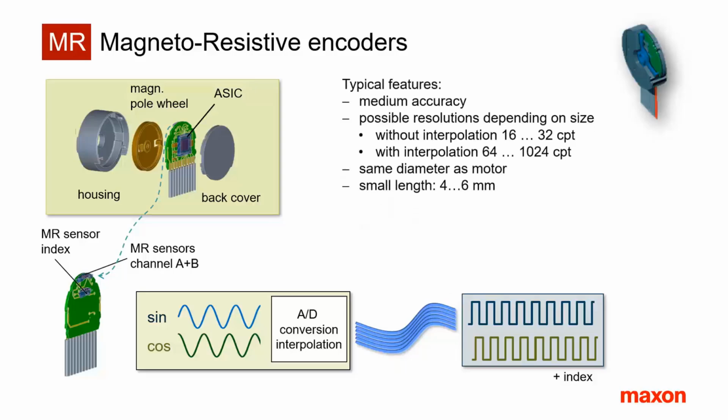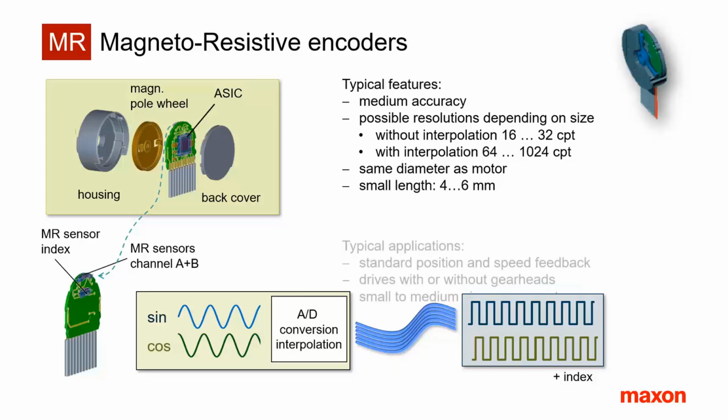The resolution depends on size and interpolation. The low resolution version creates one encoder pulse per magnetic pole, simply by rectifying the sine and cosine signal. The high resolution versions use an ASIC for signal interpolation and as a line driver. Due to the interpolation and other tolerances, the MR encoder has a lower accuracy than the optical encoder. The angle deviation from the true mechanical position can be as high as several degrees, depending on diameter. This is about 5 to 10 times less accurate than optical encoders.